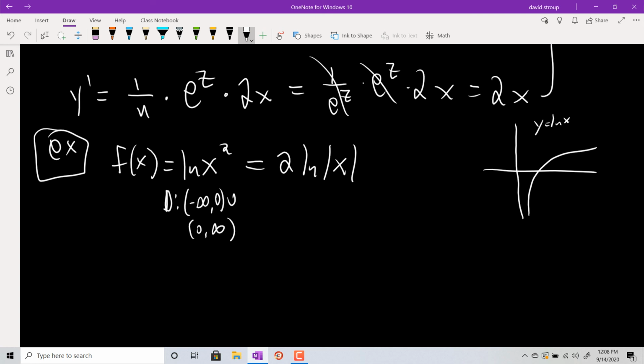Ln of x squared is a little bit different. It's going to be kind of everything on the other side as well. Let's go to the Desmos and see what the ln of x squared looks like.